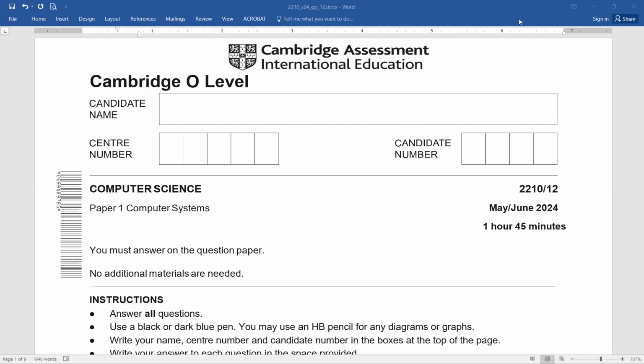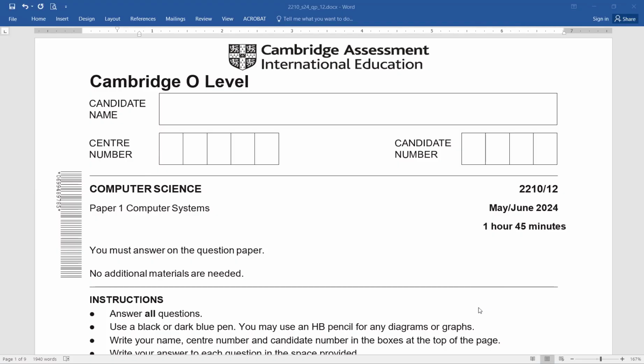Okay, today we are going to solve one more paper. This is Computer Science Paper 1, Computer Systems. The paper is 221012, May, June 2024. The duration of the paper is 1 hour 45 minutes. You have to answer on the question paper. No additional materials are needed.